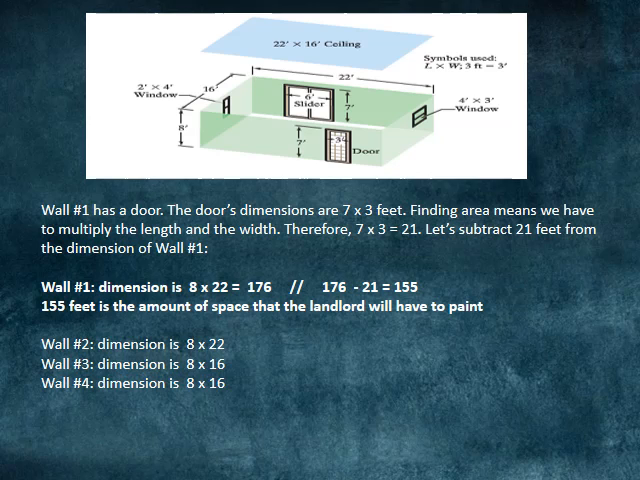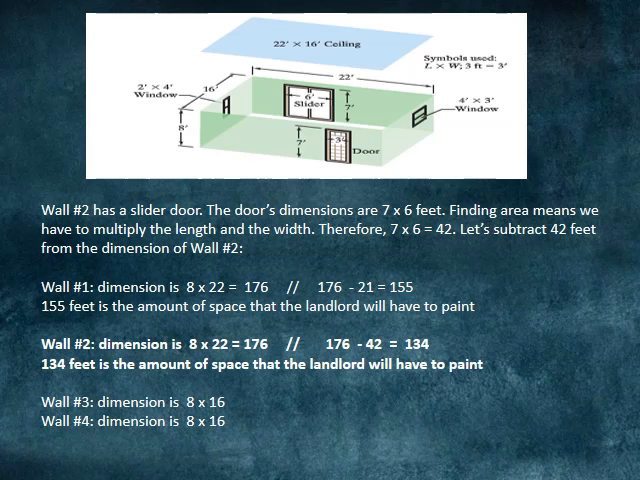We're going to move on to wall number 2. Wall number 2 is highlighted in the slide because we've already determined wall number 1. We're focusing our attention on wall number 2. Wall number 2 has a slider door. Now the slider door is a little bit bigger than the regular door. That is not 21 feet, it's actually 42. It's actually double the size of the door. So this is even more space that does not have to be painted.